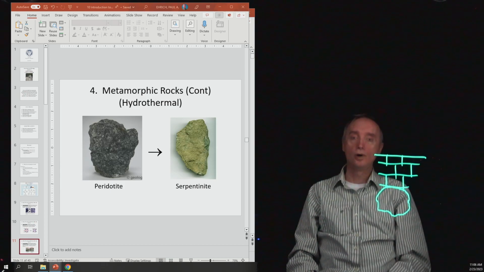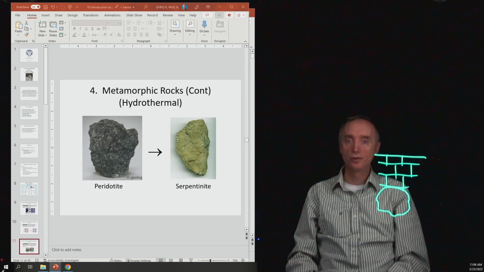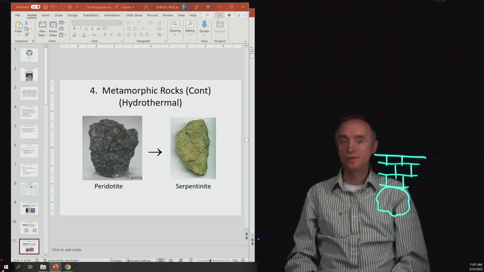And so one example of hydrothermal metamorphism would be if you take the original rock, so this is the igneous rock peridotite, and you're going to subject it to hot water, and it turns into the metamorphic rock serpentinite. So serpentinite has in it the mineral serpentine.